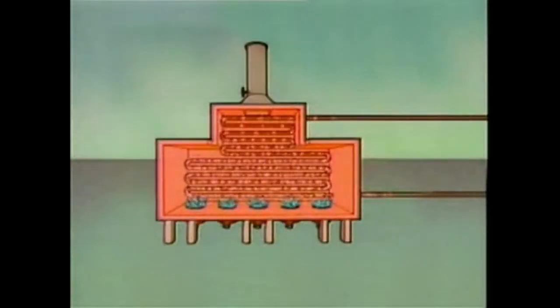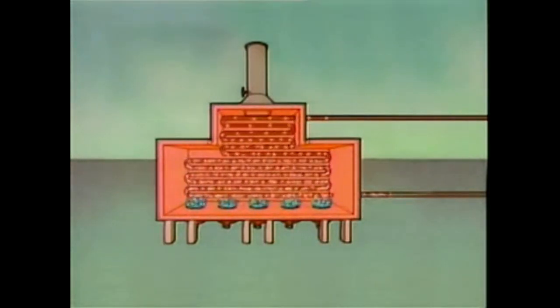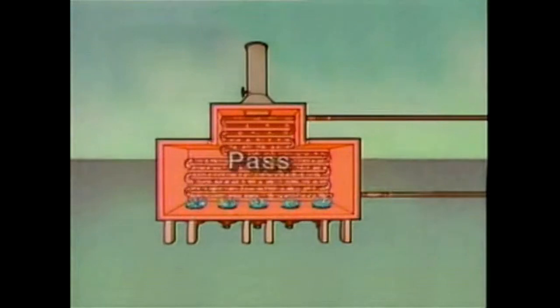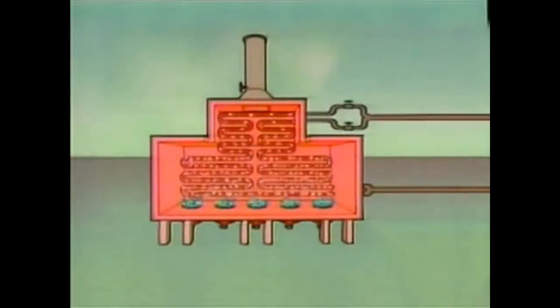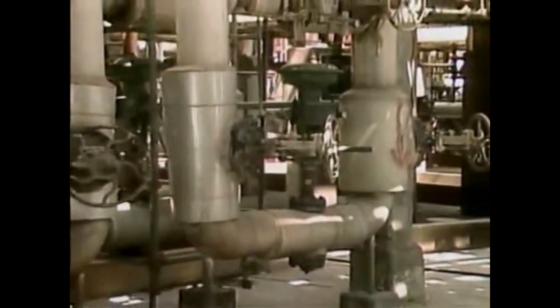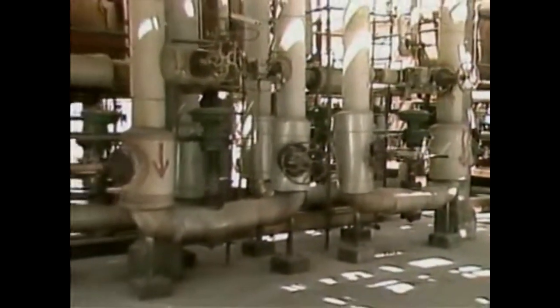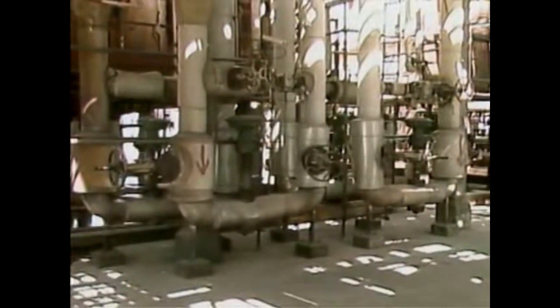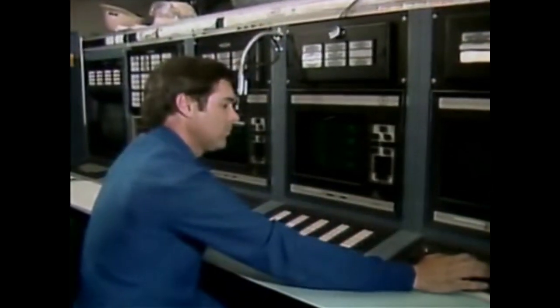The route that the process fluid takes as it flows through a furnace depends on the design of the furnace. Each continuous, uninterrupted path that the fluid takes is called a pass. This furnace is a single-pass furnace, but many furnaces are multi-pass. The flow rate of process fluid through a furnace is regulated by valves. There's usually a control valve for each pass. These valves are often operated automatically as part of a control system.